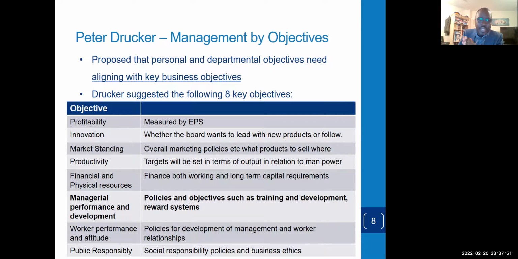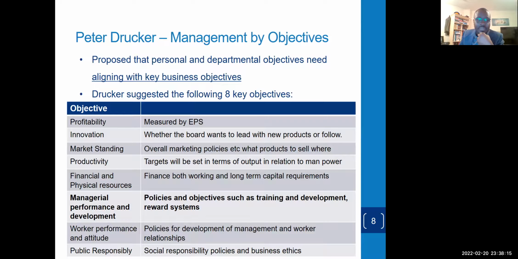Okay, it should tie in. We should align them. So he suggested 8 key objectives which could help in this appraisal system. Okay, he talks of profitability and limited it to earnings per share. We could use other profitability measures. In fact, if you look at it critically, you see that profitability shouldn't even match up with EPS. You are looking at more investor ratios. Okay, but let's leave it that way.